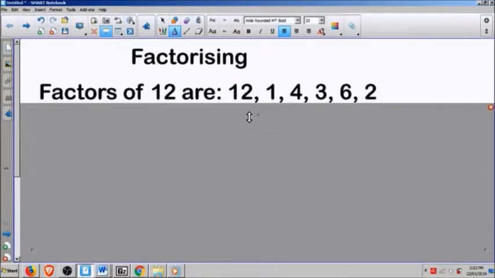Now factorising, first part of the word, factor. So you need to know what factors are. I'm sure this goes back to your primary school days. Factors are those things that you get if you times something by something to get the number.